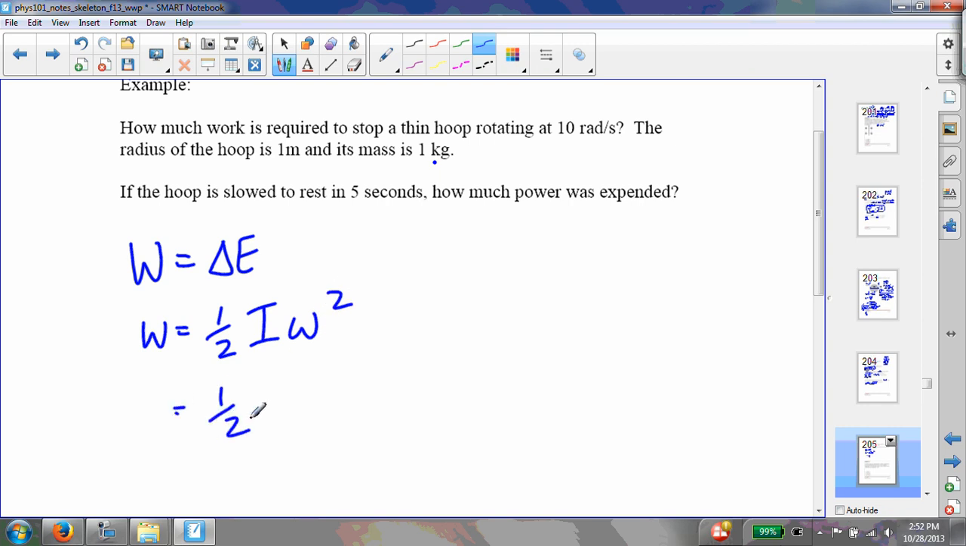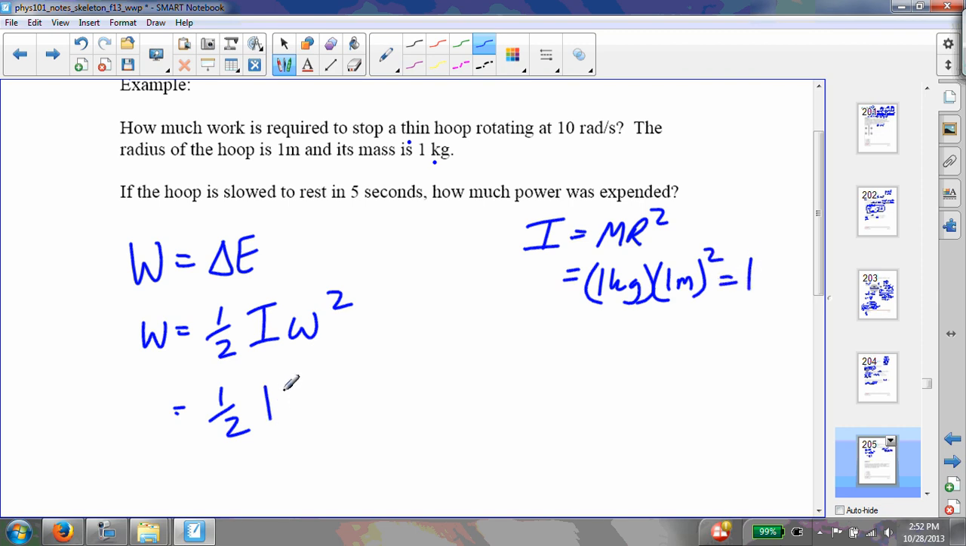Let's figure out what our I is. Now this is a hoop, so it has a moment of inertia MR squared. You'd go back to that table and find the appropriate object. This is a thin hoop, and the moment of inertia is MR squared. So it has a mass of 1 kilogram and a radius of 1 meter. Obviously, that's 1 kilogram meter squared. And then omega is 10 radians per second.